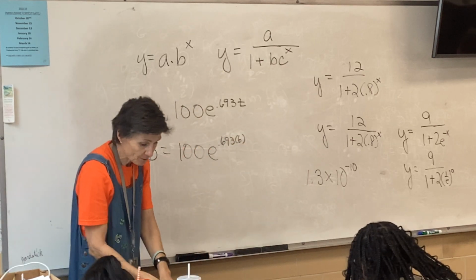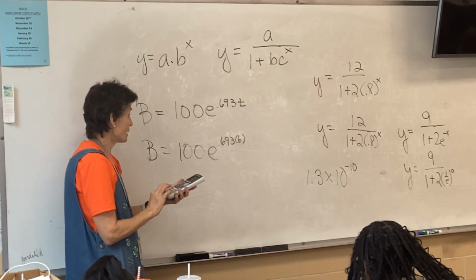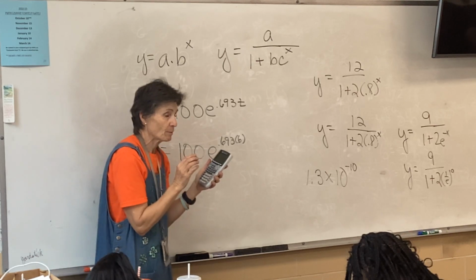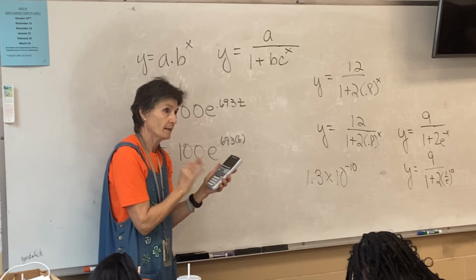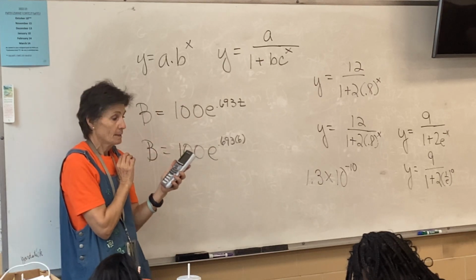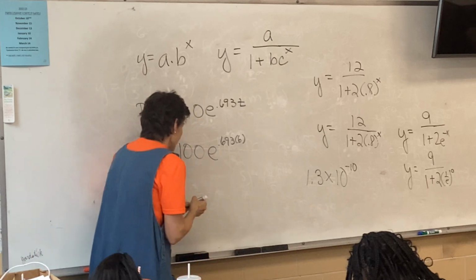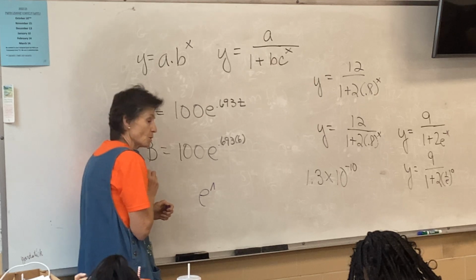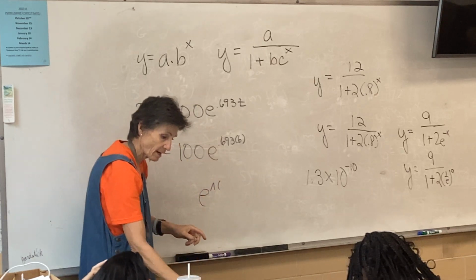Now, do we all know how to do this on our calculators? 100. Now, how do you get e? Anybody remember? Second ln. And as soon as you hit second ln, doesn't it give you your exponent? So what are you going to put into that exponent? 0.693 times 6?